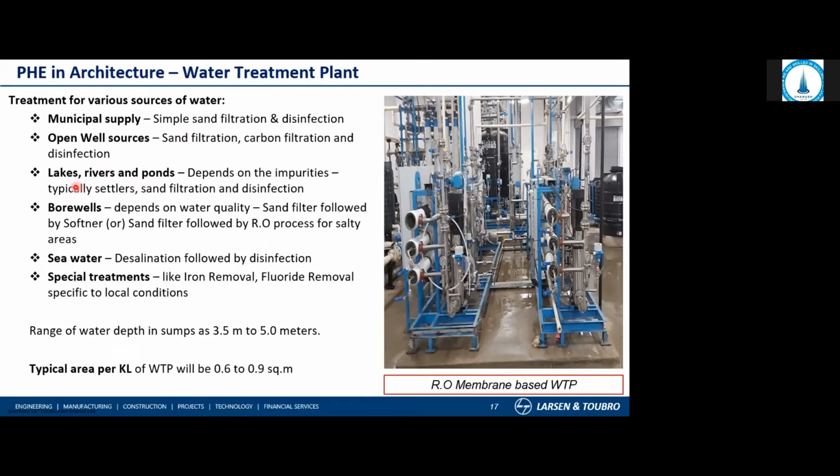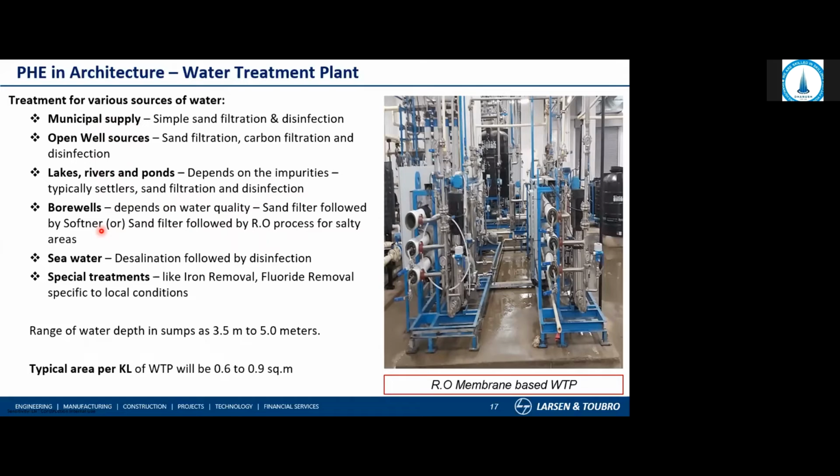And similarly, for other sources like lakes, rivers, and ponds, you will find a lot of impurities. So typically we have to plan settlers, followed by sand filtration and disinfection. And predominantly in many of the projects, we will get only bore wells. Lakes and rivers are very rare, and open wells are also very rare. Municipal, of course, yes, we will get. But predominantly, bore wells are our prime source in many of the projects.